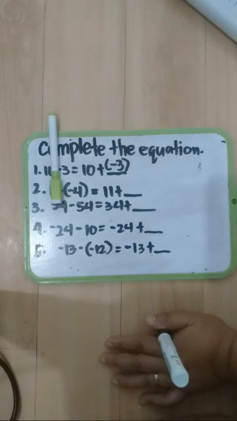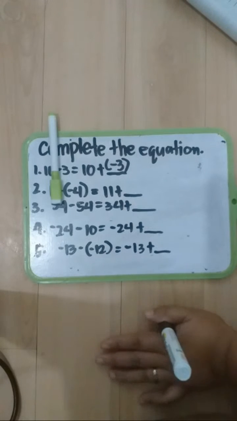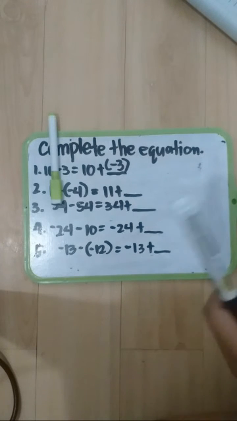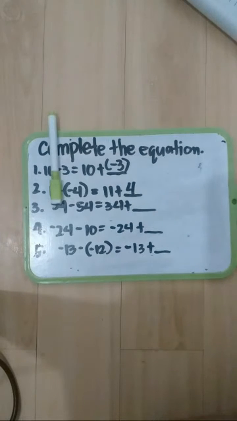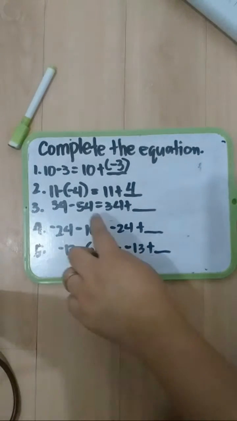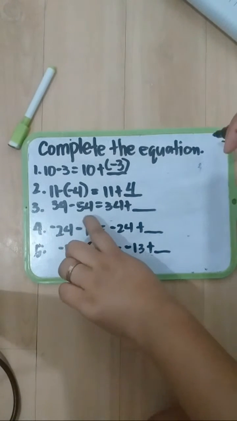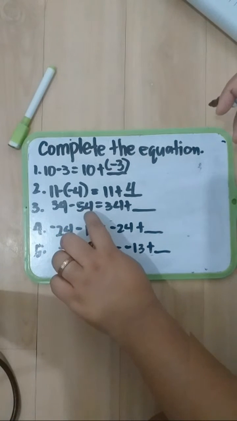Ano ang kabaligtaran ng negative 4? Okay, nababasa ko. Okay, ang kabaligtaran ng negative 4 ay positive 4. Nakukuha. Next, 34 minus 54. Ano ang kabaligtaran ng 54? Positive. Ano ang kabaligtaran ng positive 54?